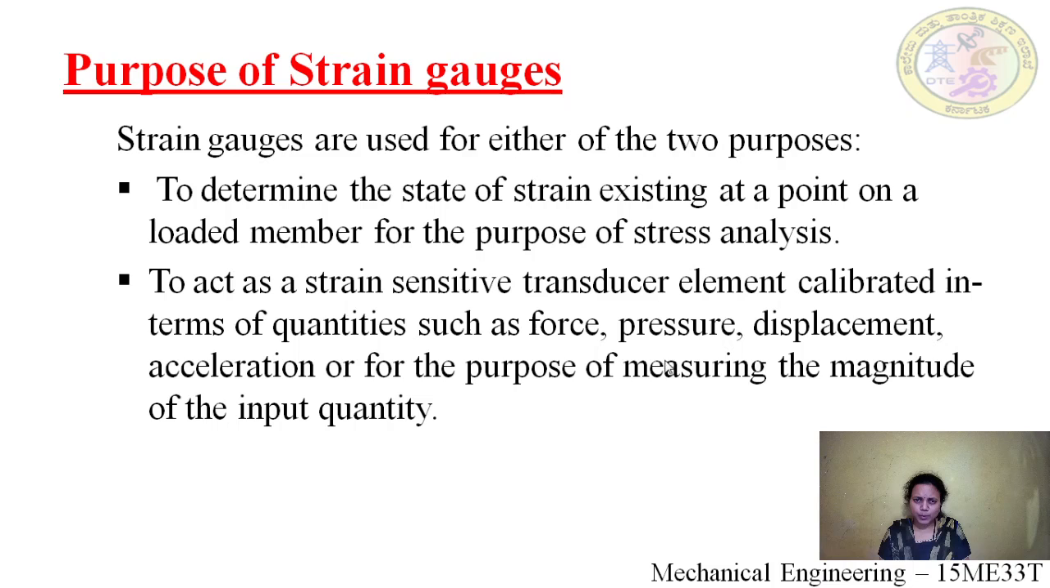Now the second purpose: the strain gauge acts as a strain sensitive transducer in order to measure quantities such as force, pressure, displacement, acceleration, or for the purpose of measuring the magnitude of the input quantity. So this strain gauge acts as a transducer. What is it measuring? Force, pressure, displacement. How? By the input quantity. Okay, these are the two purposes of strain gauges.